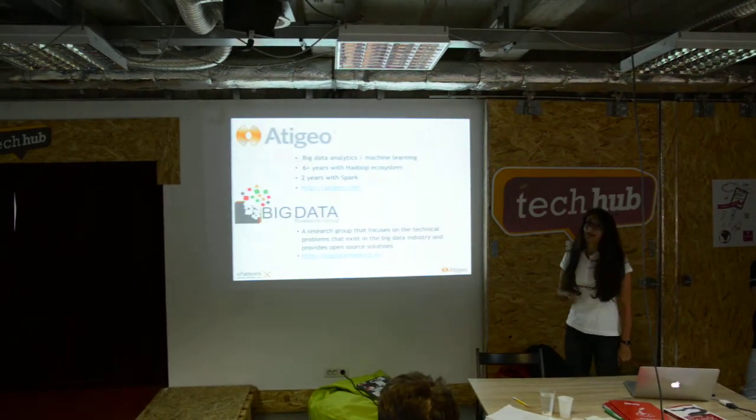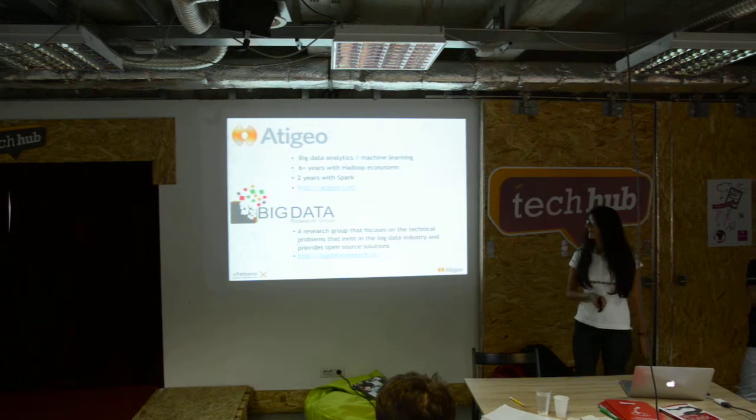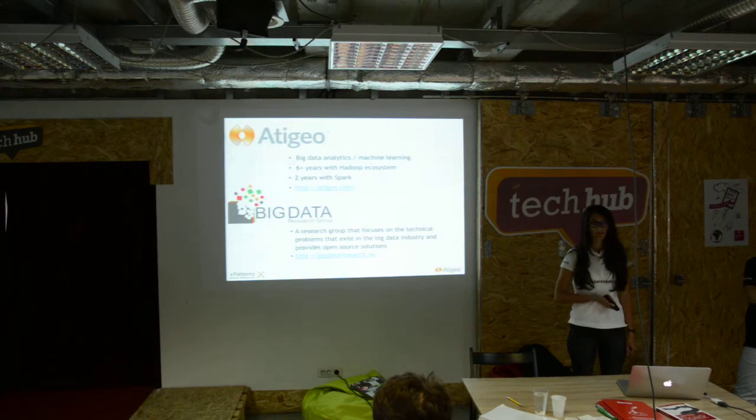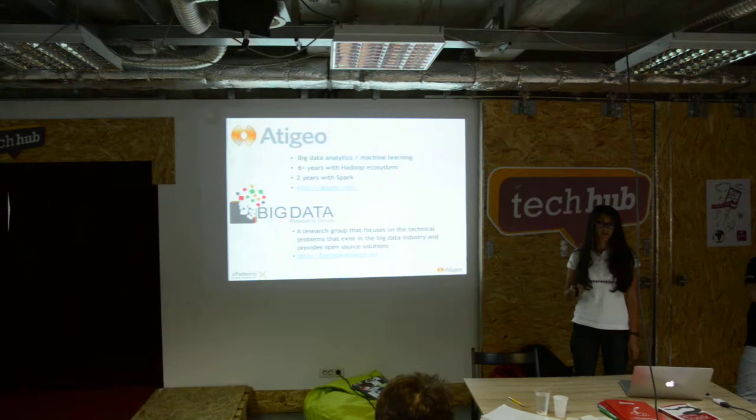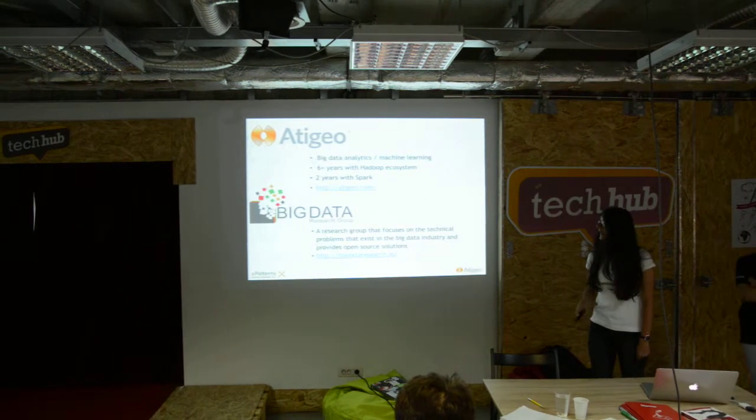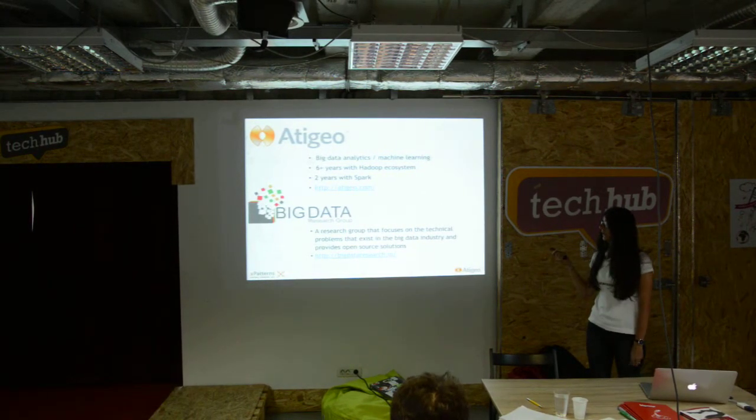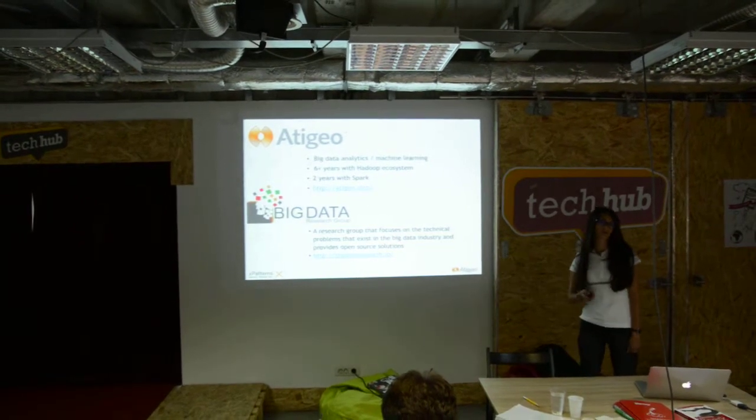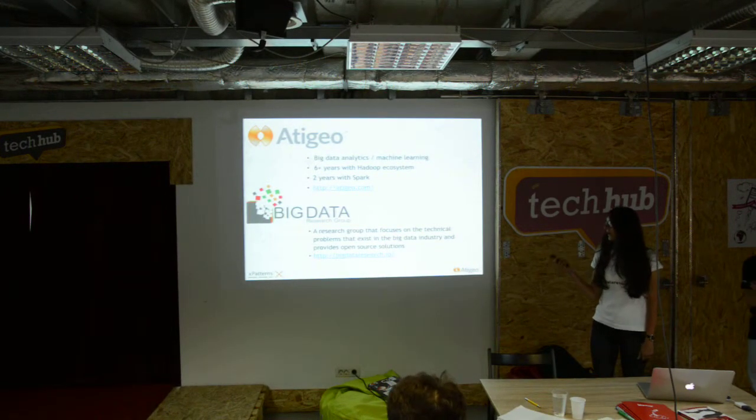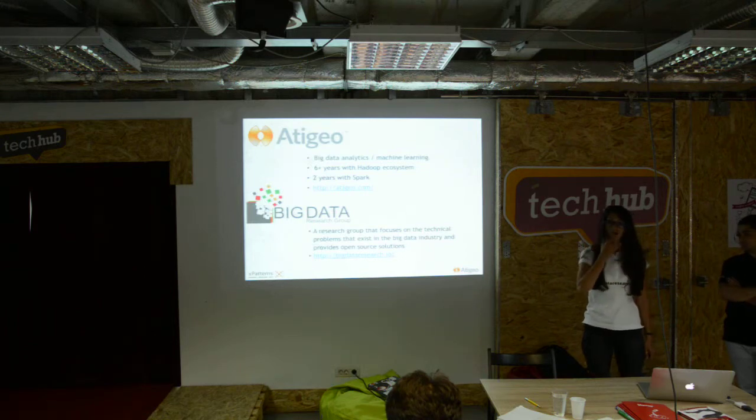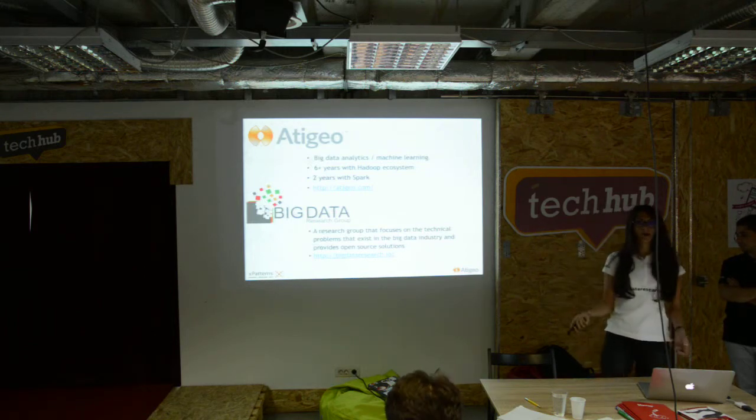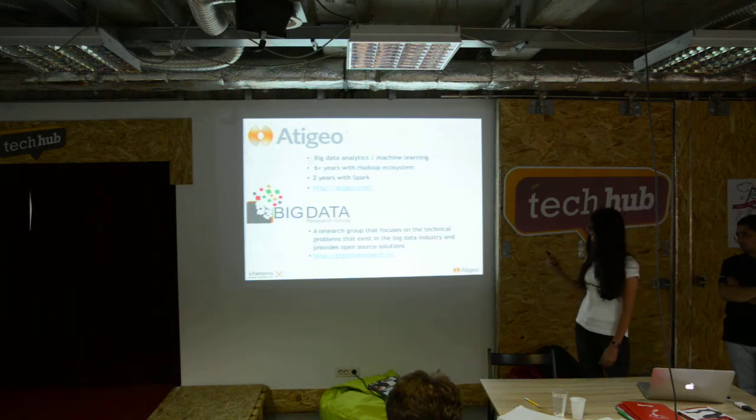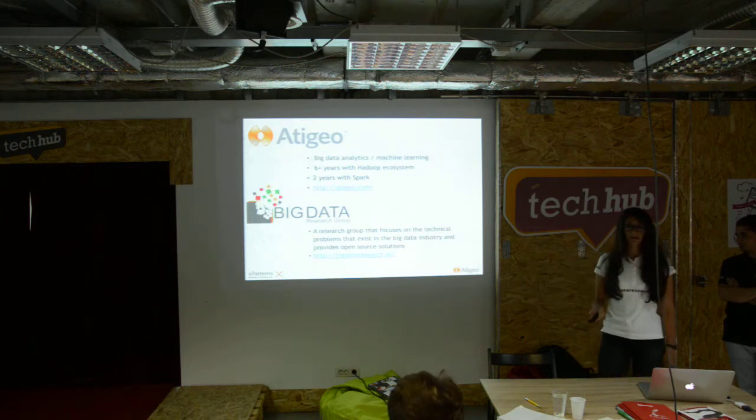Tachyon is providing big data analytics and machine learning solutions. Tachyon has been working with Radu for more than 6 years and then switched to Spark. This is how we ended up working with Spark for the past 2 years. Besides our job, in our free time, we are involved in a big data research group that aims to provide open source solutions for technical problems that exist in the big data industry.